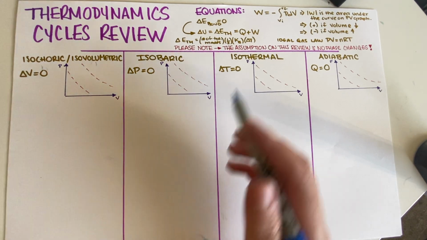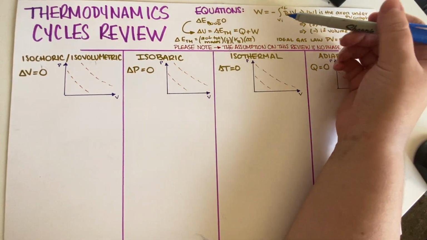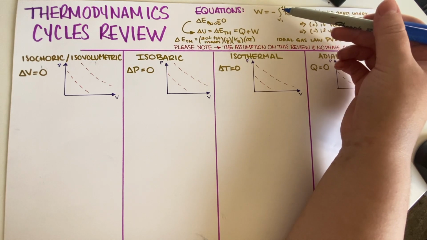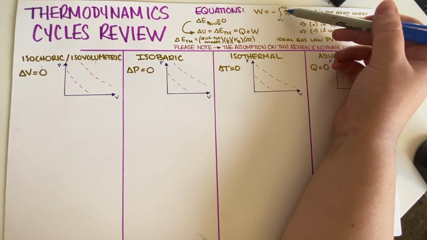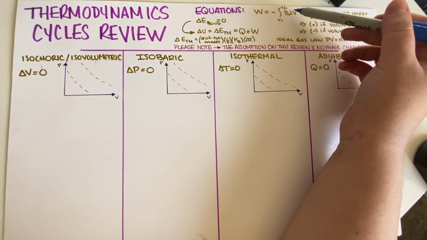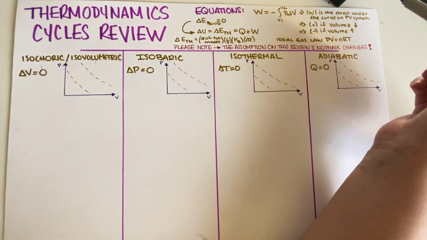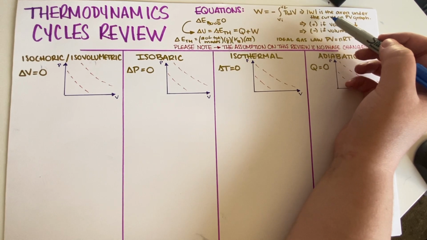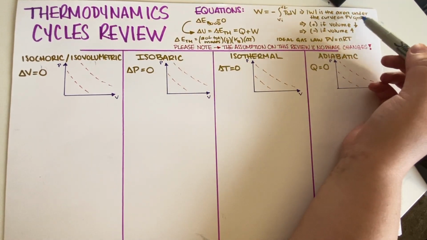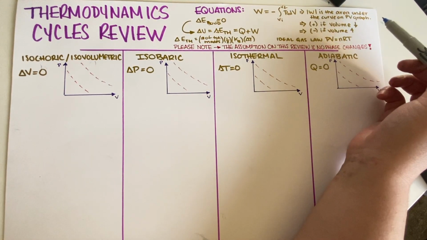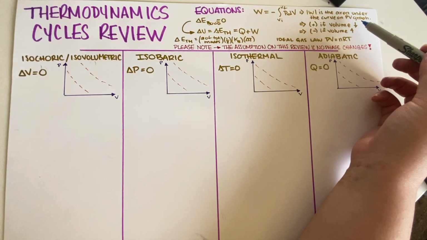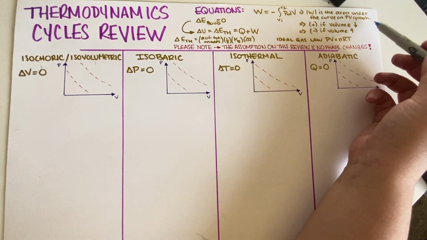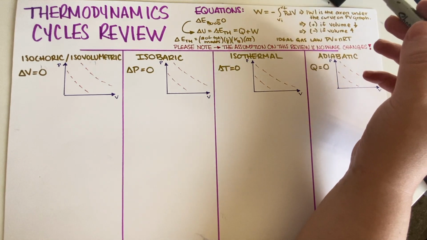Now we have a new equation, which is a work equation, which is the negative of the integral of pressure times a change in volume. And graphically, the magnitude of this work is the area under the curve of a PV graph. That is always going to be the case. It's always going to be the area under the curve.